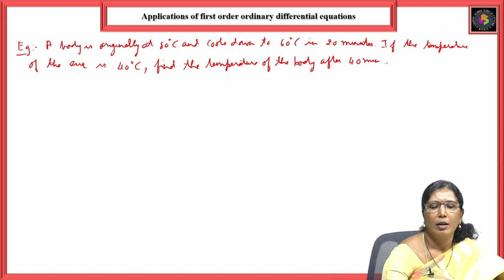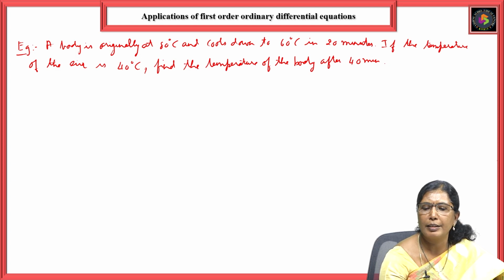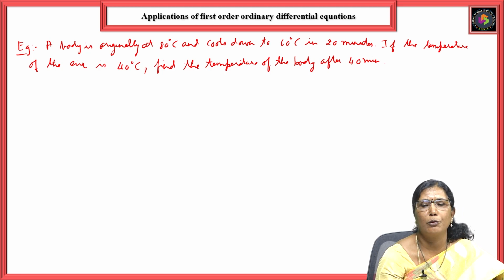A body is originally at 80 degrees centigrade and cools down to 60 degrees centigrade in 20 minutes. If the temperature of the air is 40 degrees centigrade, that is, the surrounding medium air is at 40 degrees centigrade, then we have to find the temperature of the body after 40 minutes. What is the temperature of the body you should find?